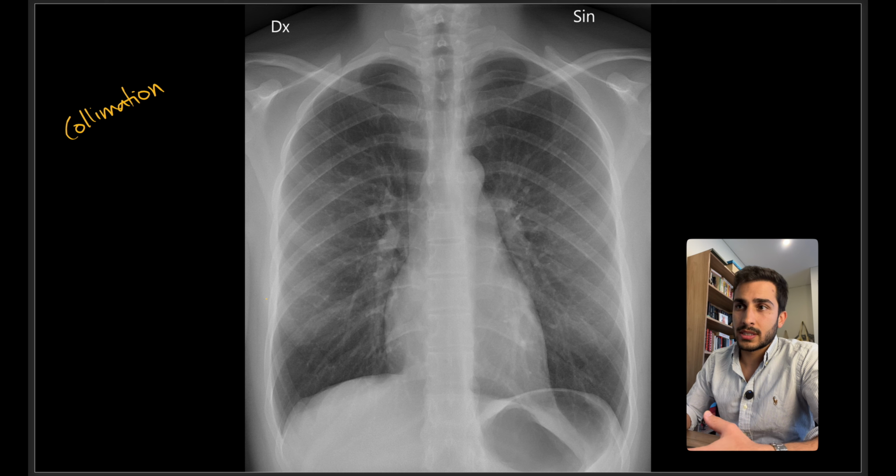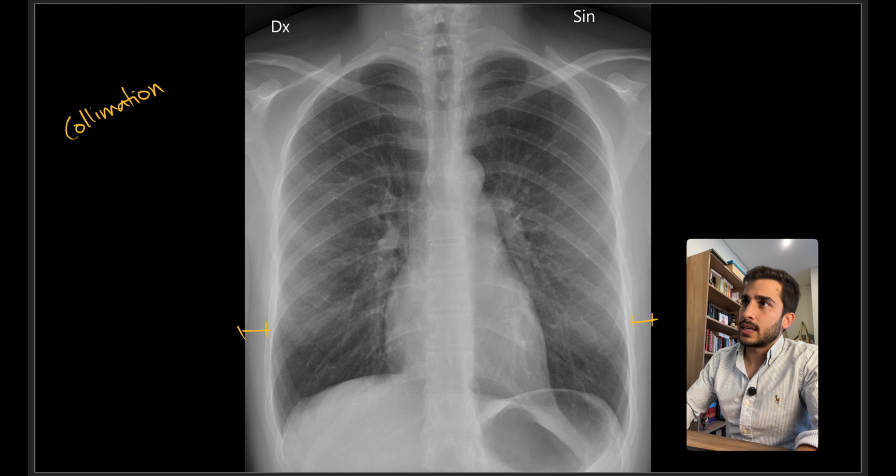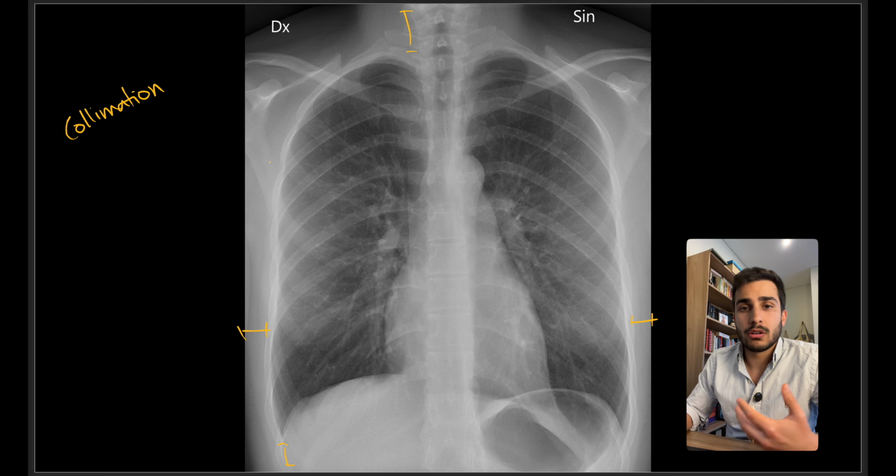So the next question is, is too much being exposed? On the side, there's only a very small amount exposed on each side, and similarly at the top and the bottom. So there's not much that's been exposed that's too much. In this case, the four-way collimation is really good because it's not exposing anything that it's not meant to. It's mainly exposing only the region of interest, which is the lungs in this case.